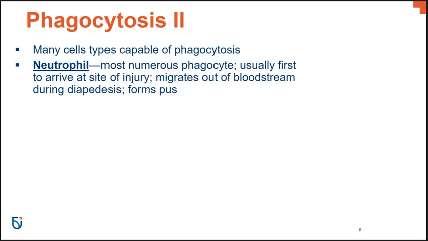Because phagocytosis defends us against various kinds of agents, it is classified as part of our innate defense, but it does also cross over into adaptive immunity as well.